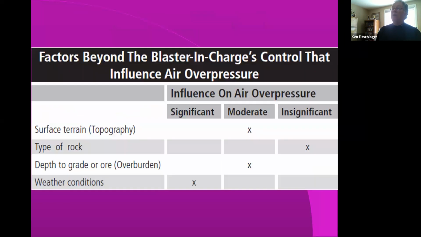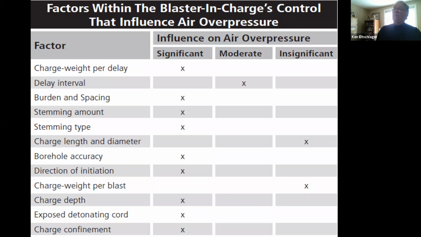So that's for ground vibrations. For air blast, the strongest effect here is that it's out of control of the blaster. The weather conditions, if the weather conditions are adverse, their best course of action is to delay the event until some later point in time. But from an air blast standpoint, there's a lot more things that they have in their control that have a significant impact over air blast generation.